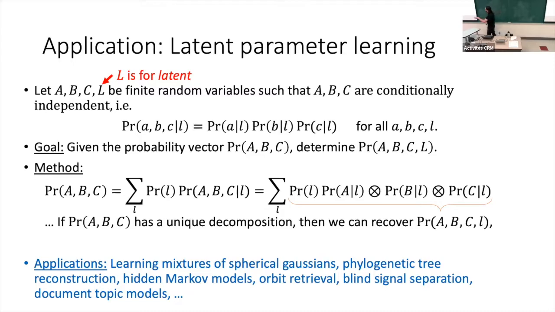What this means is that conditioned on outcome little l for big L, the probability of outcomes A, B, and C factors as the product of probabilities. So this is an assumption.